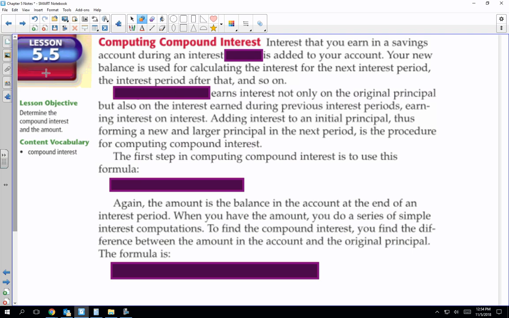All right, well, this is lesson 5.5. And so today we're going to talk about computing compound interest.